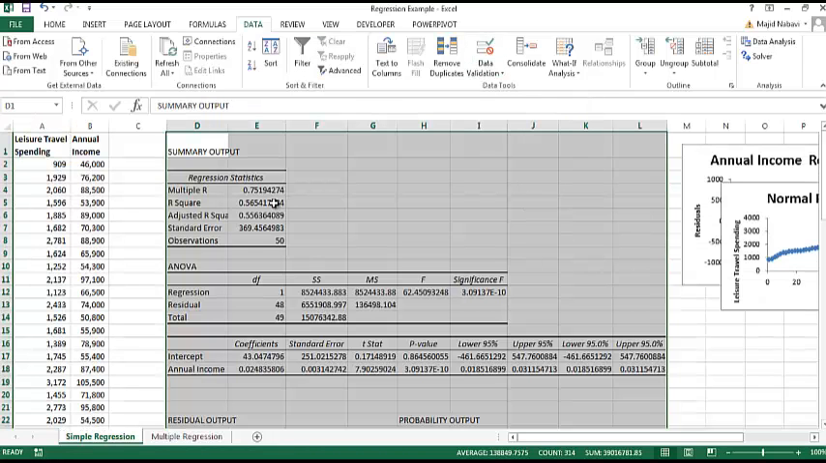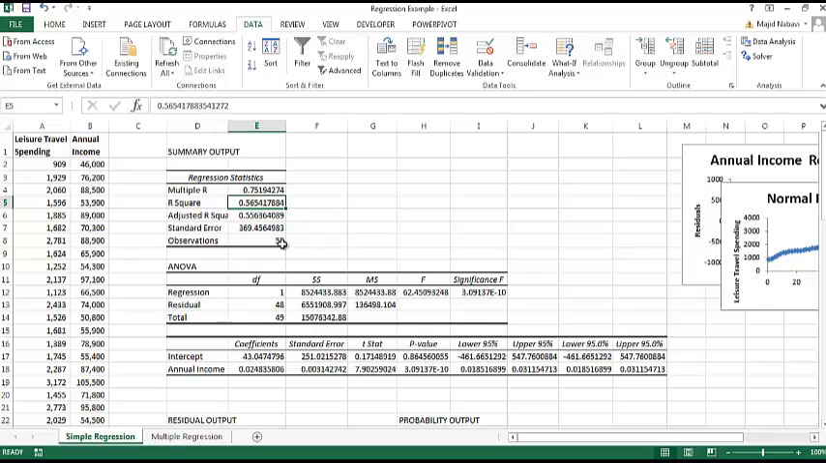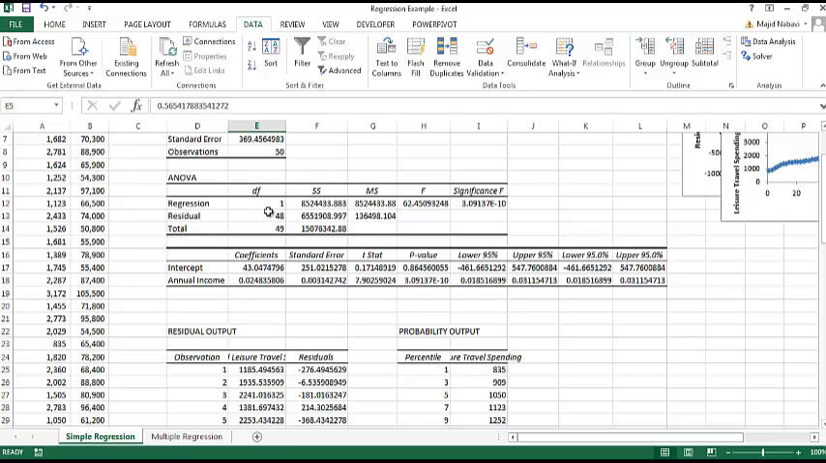Click OK. In the summary output, we see our R-squared is about 56%. 56% of variations in spending is explained by annual income. In the ANOVA table, sum of squares due to regression and due to residual are calculated. Mean square due to regression is sum of squares due to regression divided by degrees of freedom, and also for residual, mean square due to residual is sum of squares due to residual divided by degrees of freedom 48.